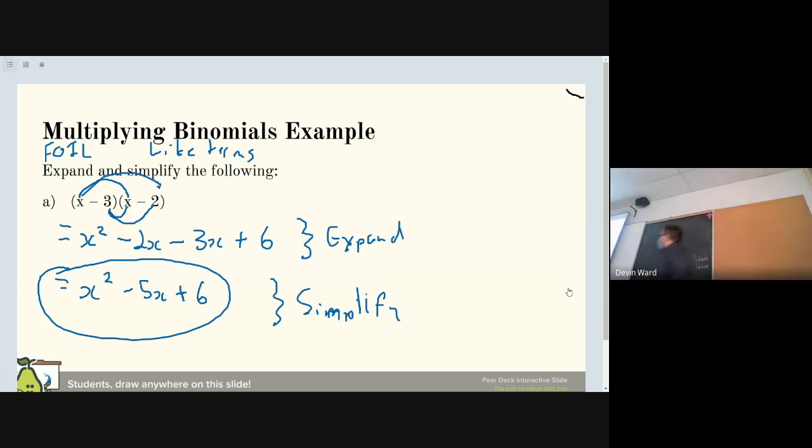Okay. So you do the first two together, the outside two together, the inside two, and then the last two. Okay, how's everyone feeling? Okay.